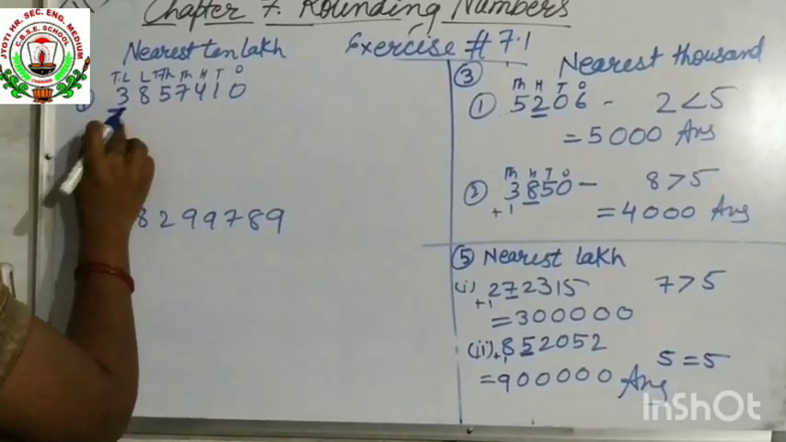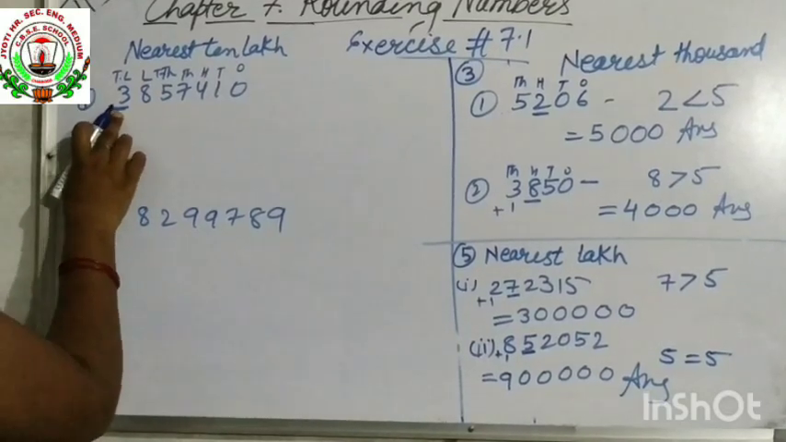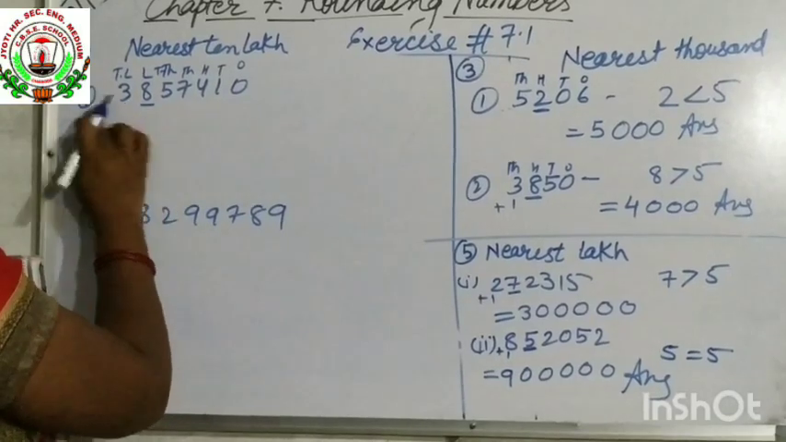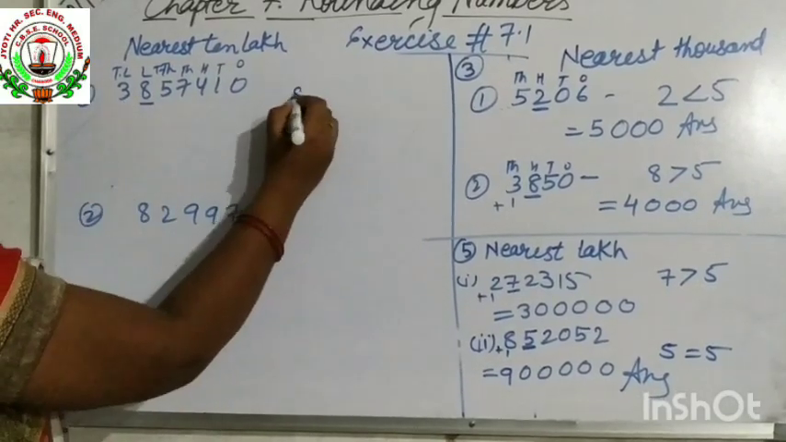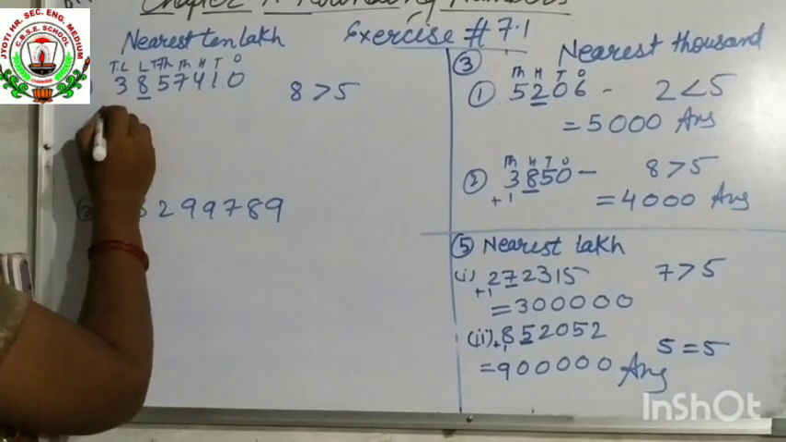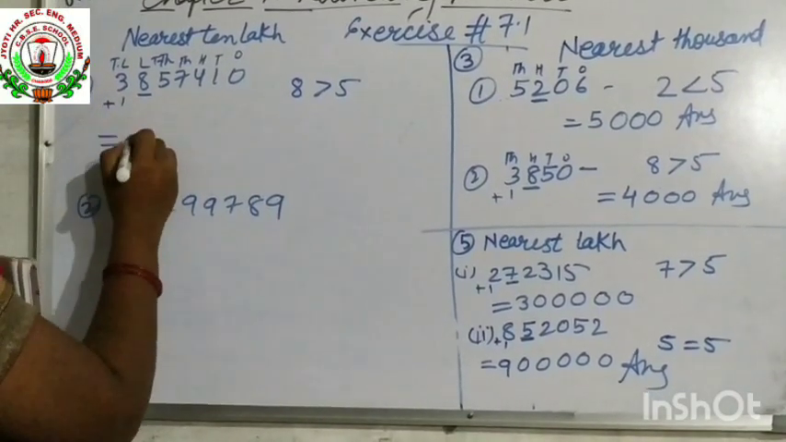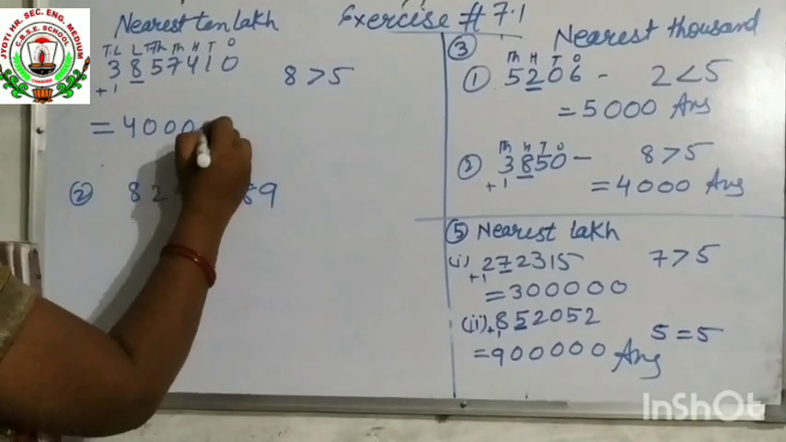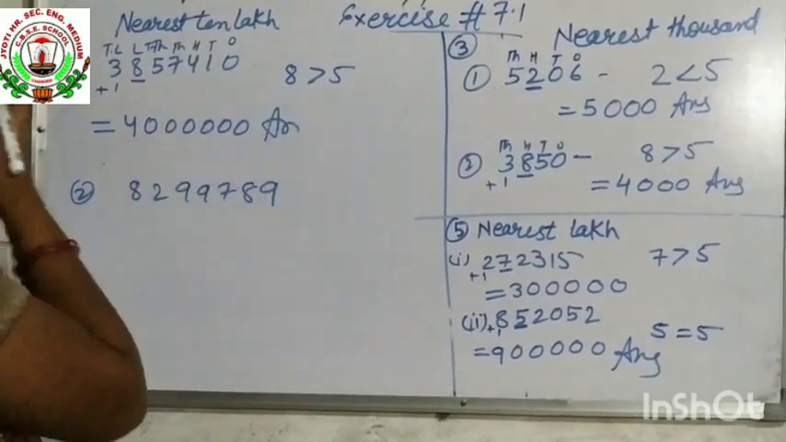It is the required place which we have to round to. Now here we have to see this lakh place number. Okay, the lakh place number we will see, which is 8. 8 is greater than 5. Again it is greater than 5, so we will add 1. So what will come? 3 plus 1 is 4 and all the digits will be 0. Understood? So it is the answer.